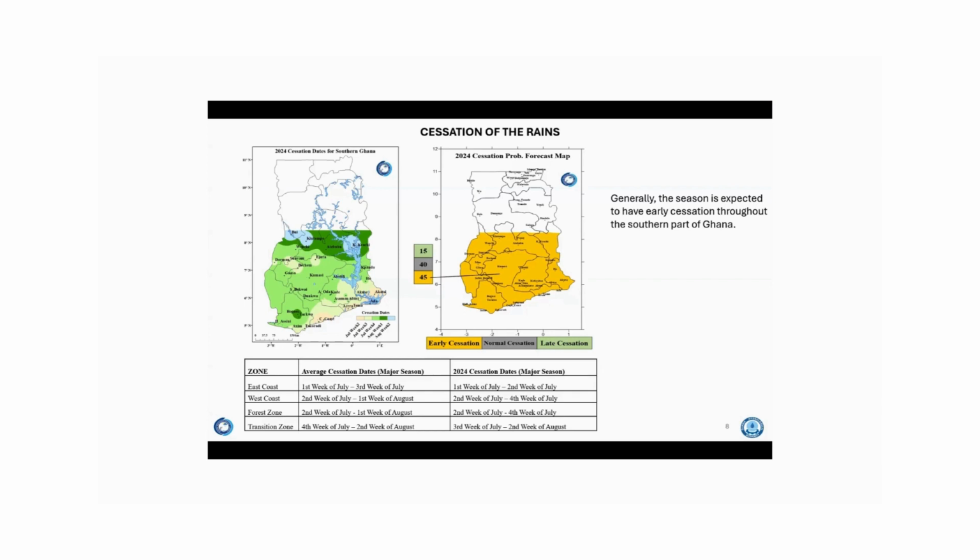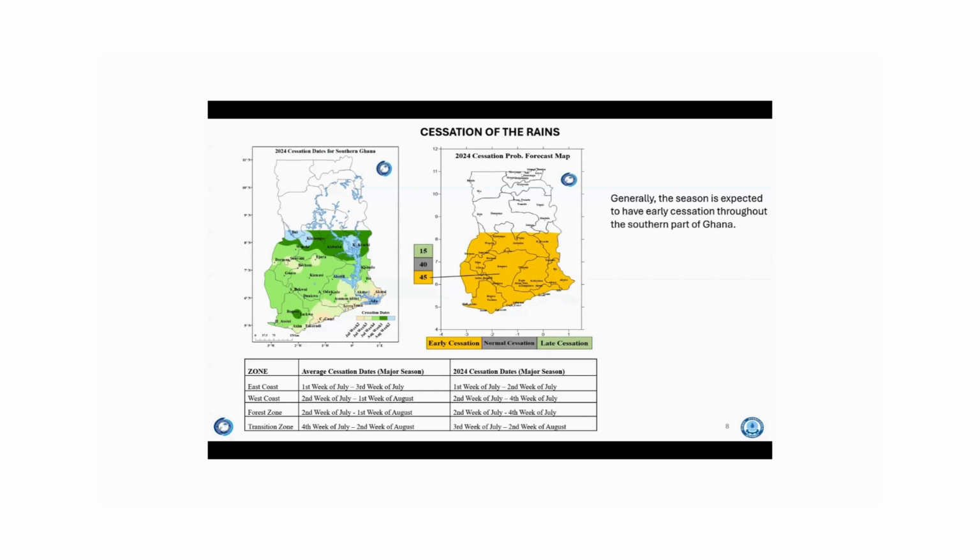Because if your rains are not starting early and it is forecast to end early, it means that the period within which you can undertake your cropping or agriculture-related activities that depend on rain is going to be short. So that would be the interpretation.